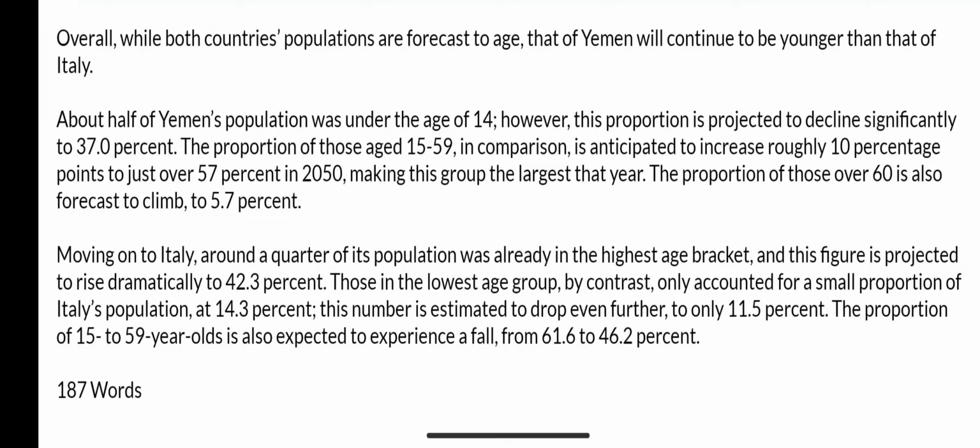Moving on to Italy, around a quarter of its population was already in the highest age bracket, and this figure is projected to rise dramatically to 42.3%. Those in the lowest age group, by contrast, only accounted for a small proportion of Italy's population. At 14.3%, this number is estimated to drop even further to only 11.5%. The proportion of 15 to 59-year-olds is also expected to experience a fall from 61.6 to 46.2%.